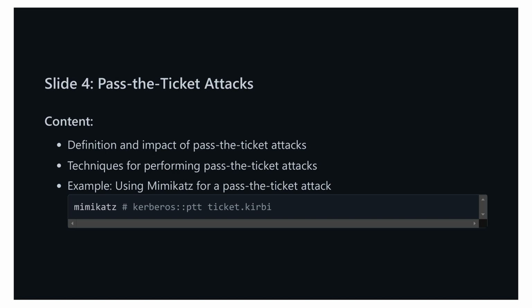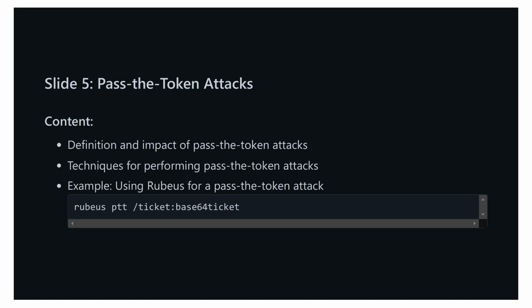We'll further discuss the details and mitigations for pass-the-ticket attacks, but first, let's proceed to the next slide, where we will delve into pass-the-token attacks, another critical vector to be aware of in securing your systems. On the next slide, we'll explore the definition and impact of pass-the-token attacks, techniques to carry out these attacks, and an example using the tool Rubeus with the command Rubeus ptt /ticket:base64ticket. Let's move on.